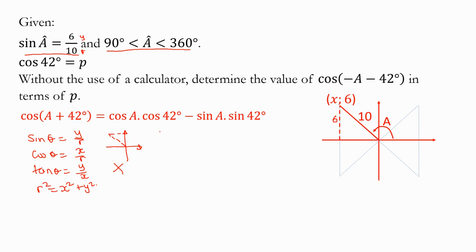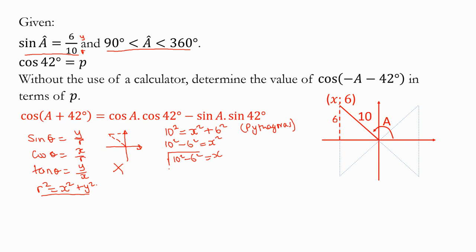How do we get x? So we use our Pythagoras theorem there. We say r is 10, so 10 squared is equal to x squared plus 6 squared. That is Pythagoras. And then 10 squared minus 6 squared is equal to x squared. Square root both sides: the square root of 10 squared minus 6 squared is equal to x.